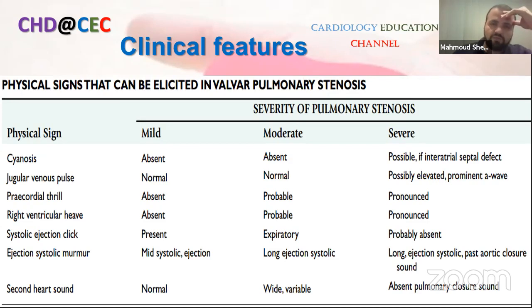So it depends on the degree of the obstruction and the hemodynamic consequences of the valvular PS, which is divided into three categories: mild, moderate, and severe pulmonary stenosis. And according to the degree of the stenosis, the physical signs are also different.